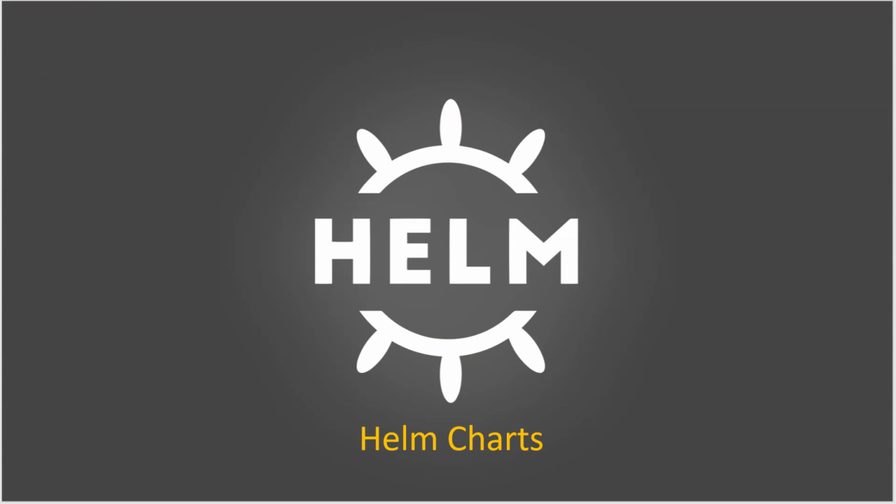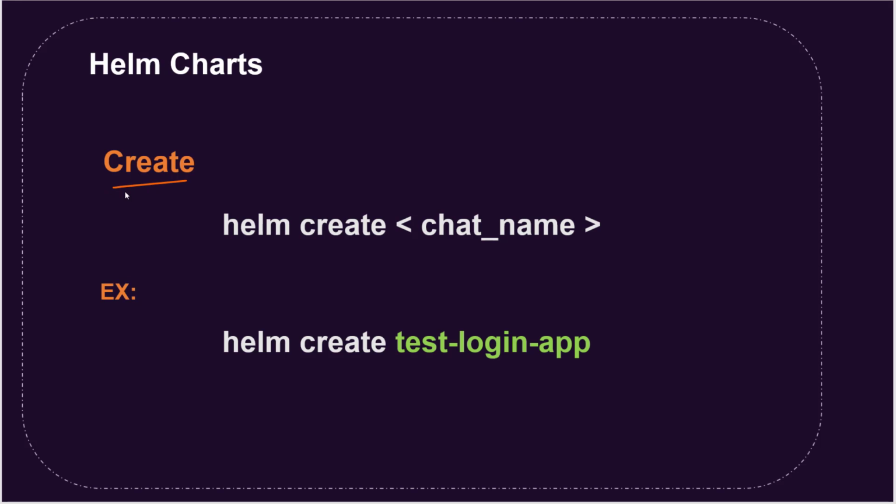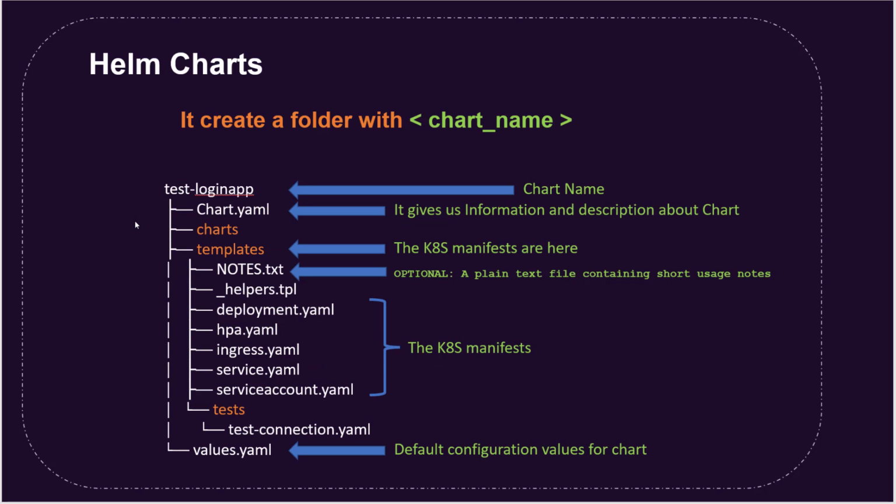Okay, let's start with Helm charts and create a chart for our login application and see how it works. Before that, let's see how we can create a chart. To create a chart, just type helm create and the chart name. For example, I select this name, test-login-app. Just press enter and it will create a folder with the selected chart name.